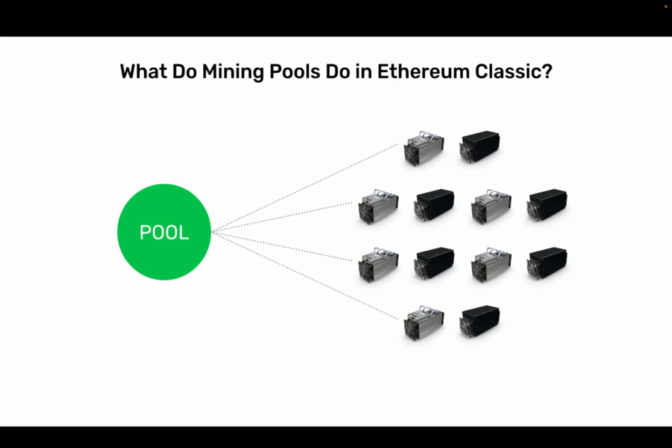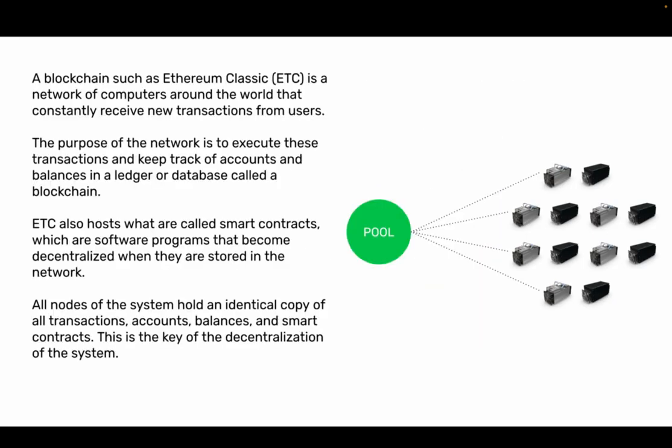What do mining pools do in Ethereum Classic? A blockchain such as Ethereum Classic, ETC, is a network of computers around the world that constantly receive new transactions from users. The purpose of the network is to execute these transactions and keep track of accounts and balances in a ledger or database called a blockchain.